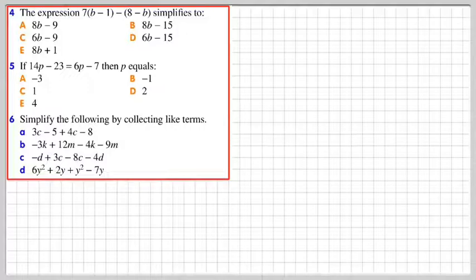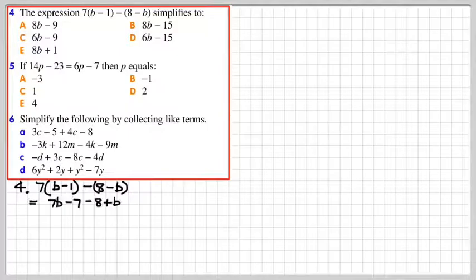Okay, ready to go? We've got this expression here in number 4, so that's pretty easy. We just got to basically get rid of those brackets and don't make a mistake with the signs. So that's, yes, that's a particularly, see, watch that. You've got to be very careful there. That gets you a plus B, okay? That's going to be 8B minus 15. That's going to be the answer to that. And that is number B, okay?